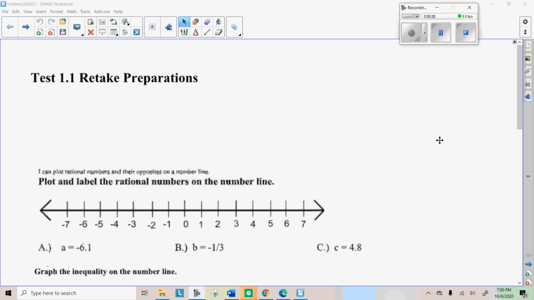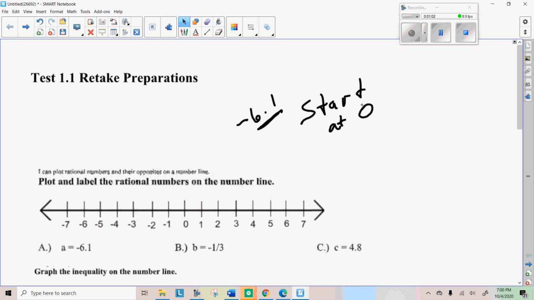All right? So on this first problem, we need to plot and label the rational numbers on the number line. I'll do the first one with you, and then you can do the other ones. So negative 6.1. What you want to do on all of these is start at 0. If it's a negative, you're going to go to the left, however many that is, that distance. So think of the absolute value of 6.1. If it's positive, you're going to go to the right that distance. So start at 0. And then we're going to move to the left 6.1 units.